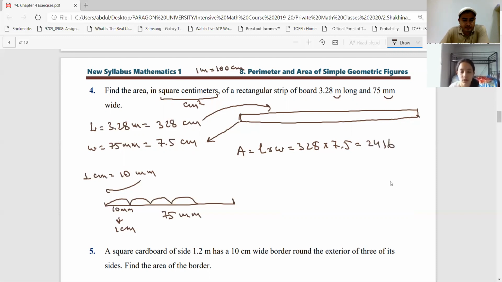Like this? No, 60. 16. Yeah. 2,460 square centimeters. That is the area of this rectangular strip of board.